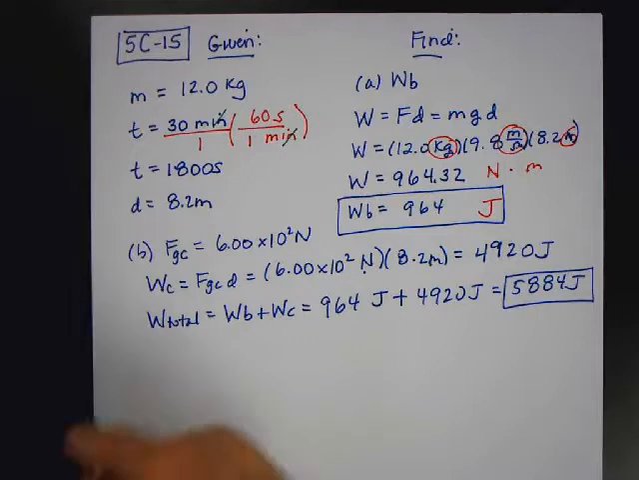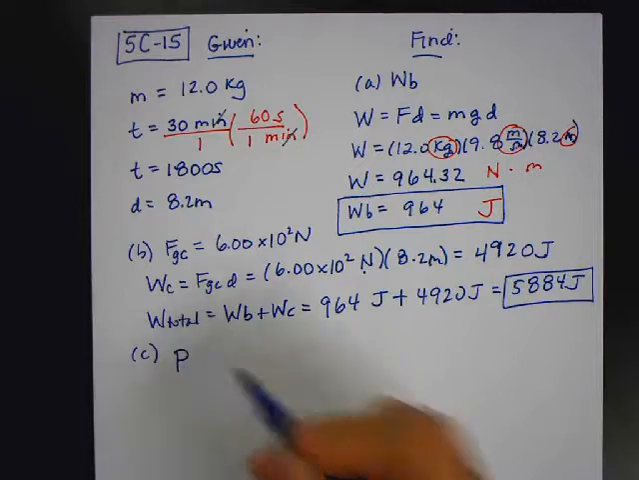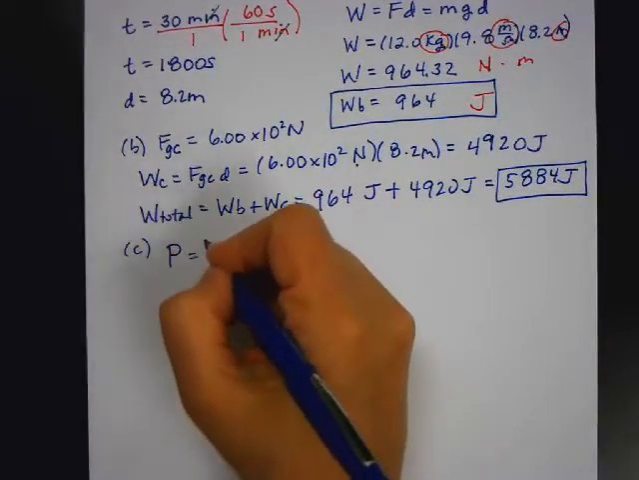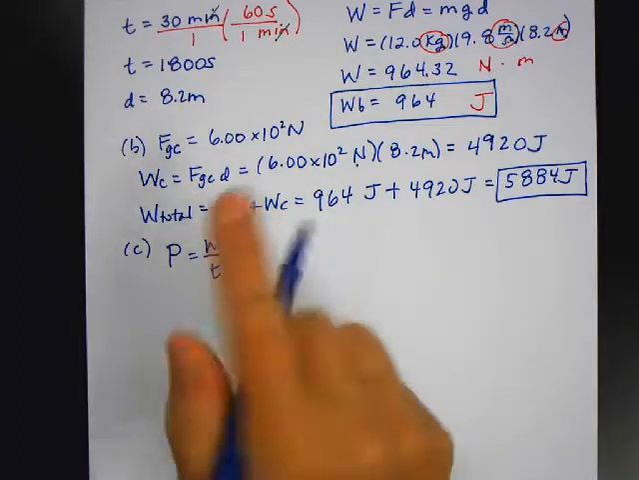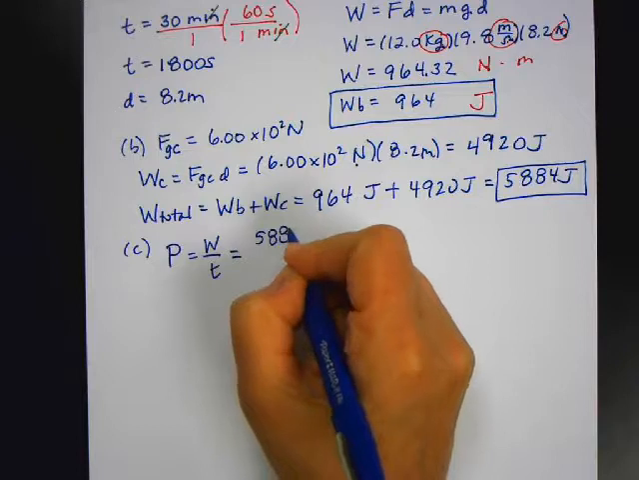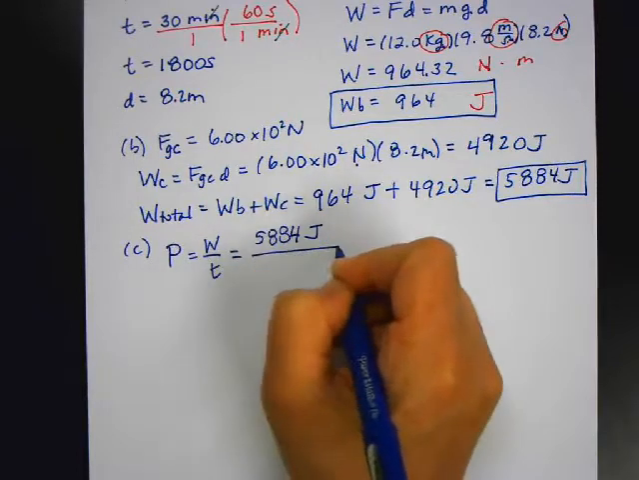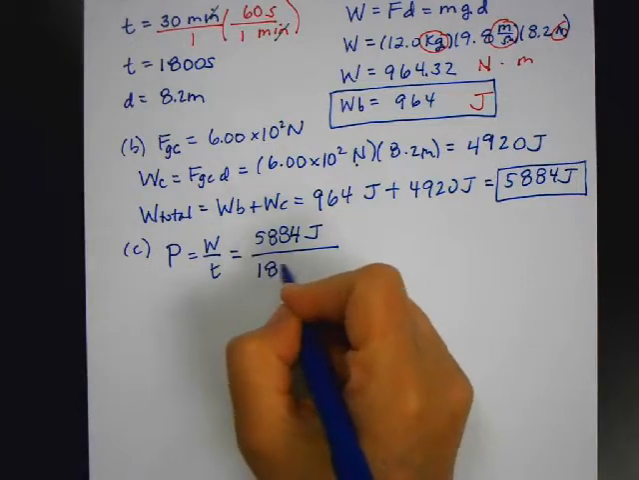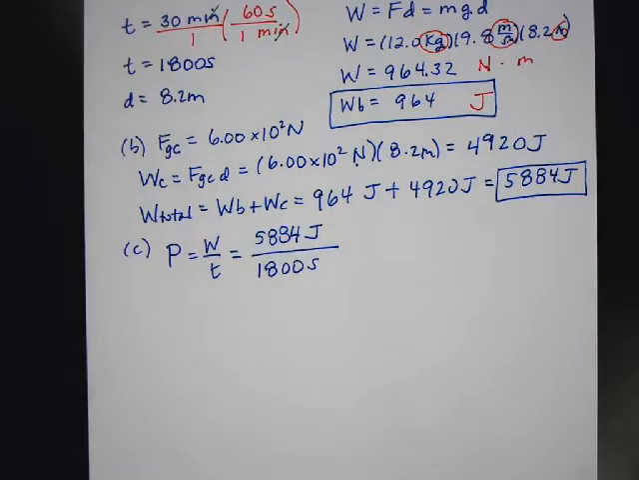And then the last part, part C, says during the 30 minutes, what is the climber's average power in kilowatts? Today we learned that power is equal to the work divided by time. So this is going to be the total work, which I just found, 5884 joules over, and luckily I've already done my conversion to seconds, over 1800 seconds.